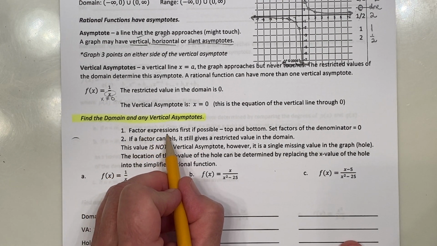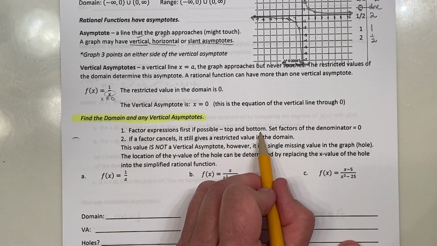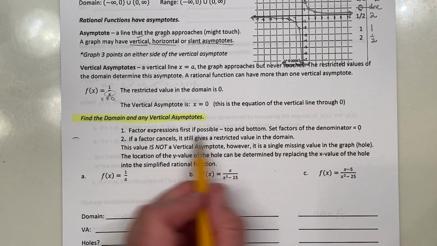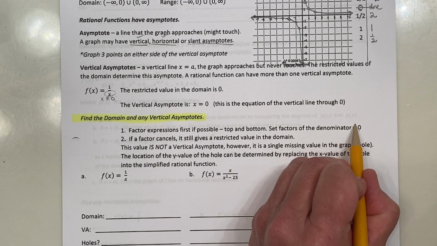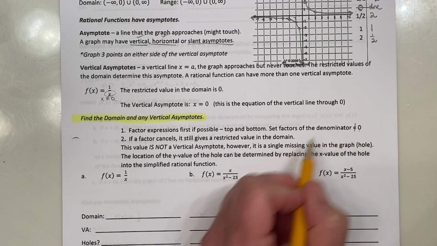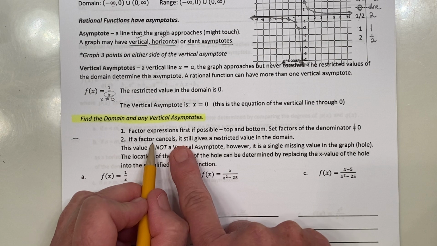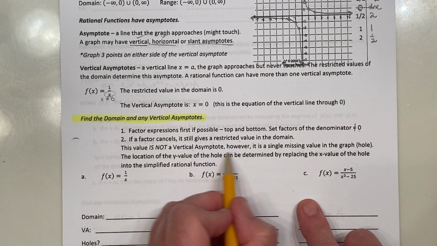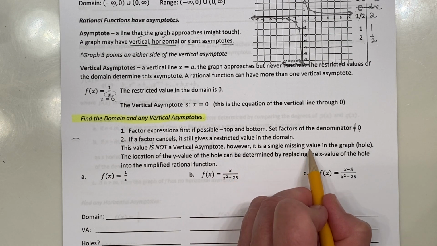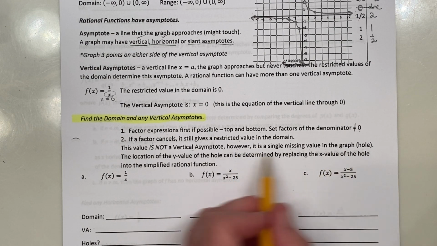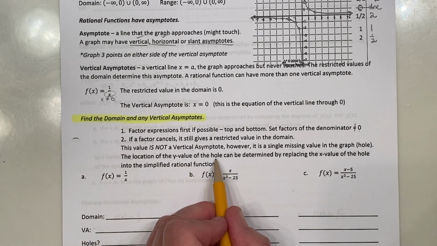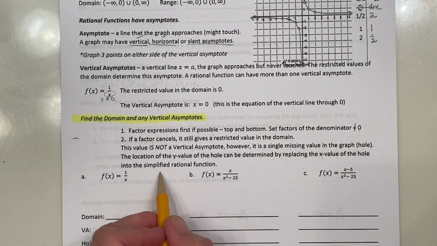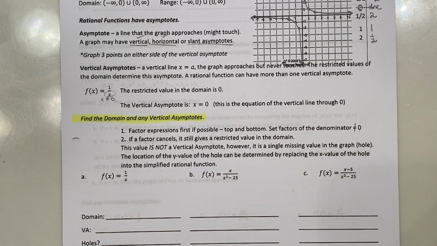We're going to factor the expressions first if possible, both the top and bottom. We're going to set factors of the denominator equal to 0. We're going to actually set the denominator factors to not equal 0 to find the restrictions. If a factor cancels, it still gives a restricted value in the domain, but it's not a vertical asymptote. It's just a single missing value in the graph called a hole. The y value of the hole can be determined by replacing that x value of the hole into the simplified rational function.